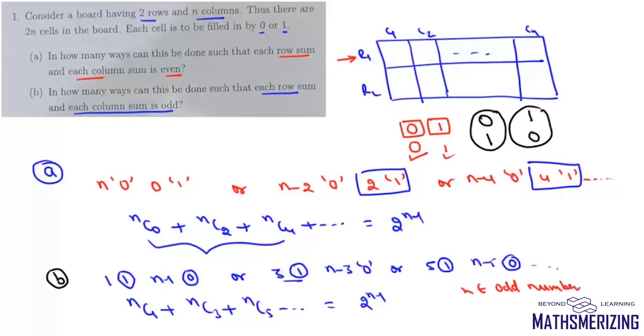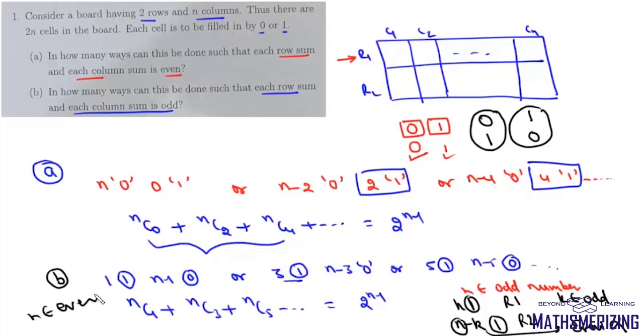Because if n is an odd number, and suppose we have k ones in row 1, then we'll have n minus k ones in row 2. Now since the sum of numbers in any row must be odd, this k must be an odd number. Now n is odd, k is odd. In this case, this n minus k will be an even number. So in this case, the sum of numbers in row 2 can never be odd. So this second case is valid if and only if n is an even number.